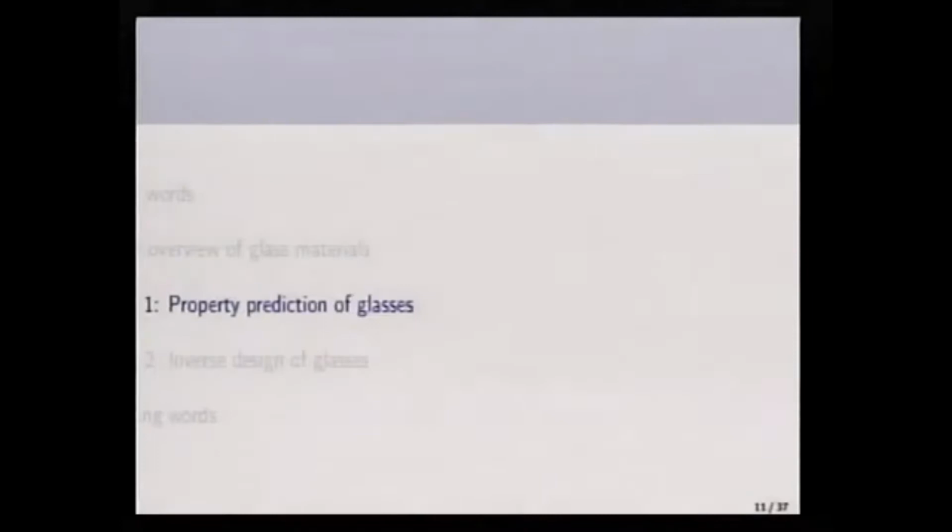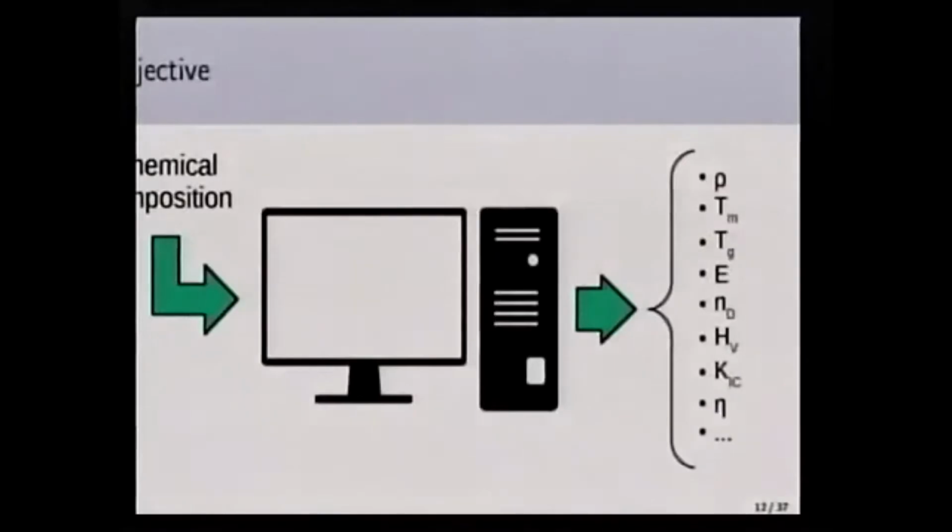So let's start part one. We want to predict properties of glasses because we want to find those glasses that are interesting. So this is the main objective. We want something in our computer where we can feed a chemical composition and it will spit out all the properties of this glass. Okay, easy enough, but how to do it? Not so easy, right? The idea is easy, but how to do it is not so easy.